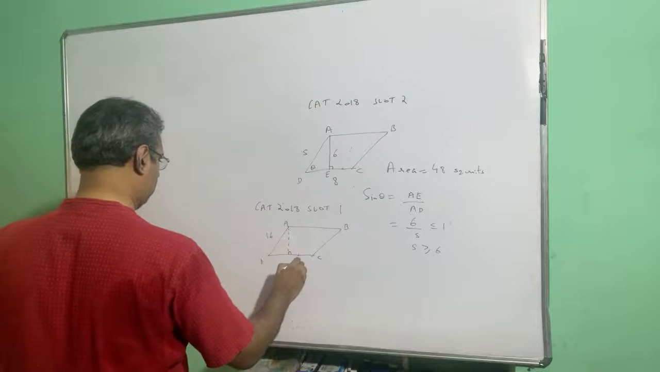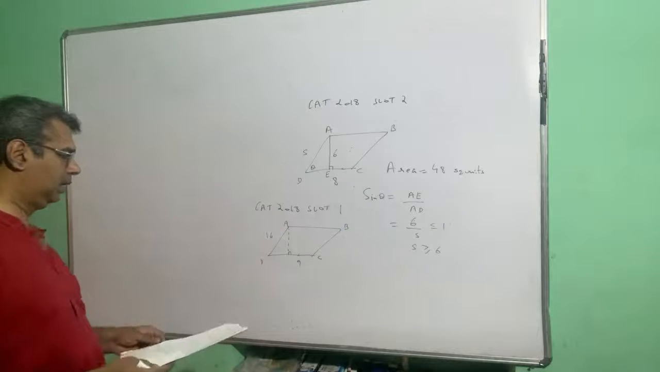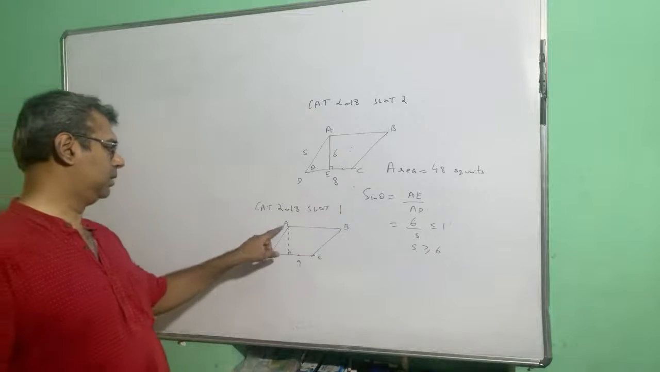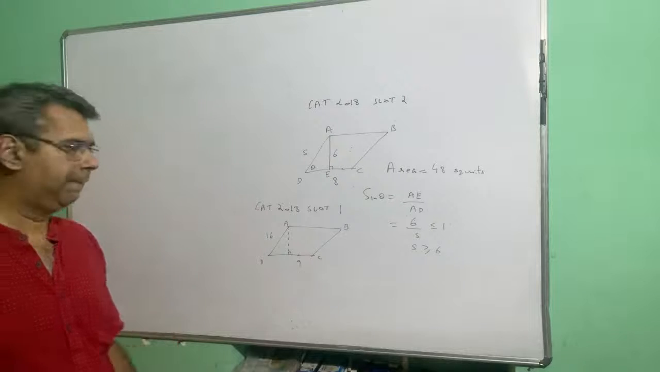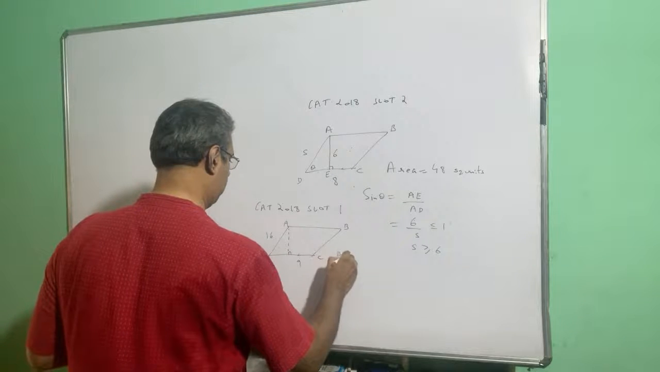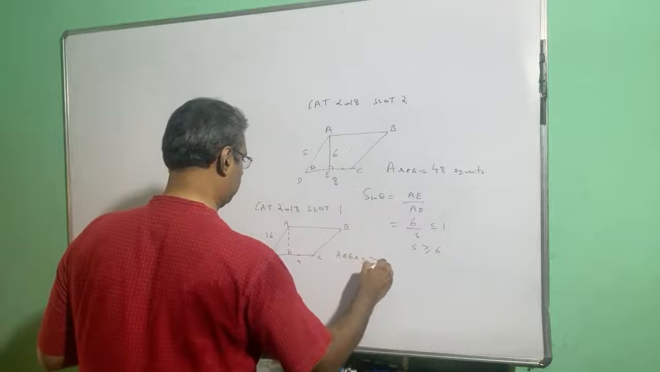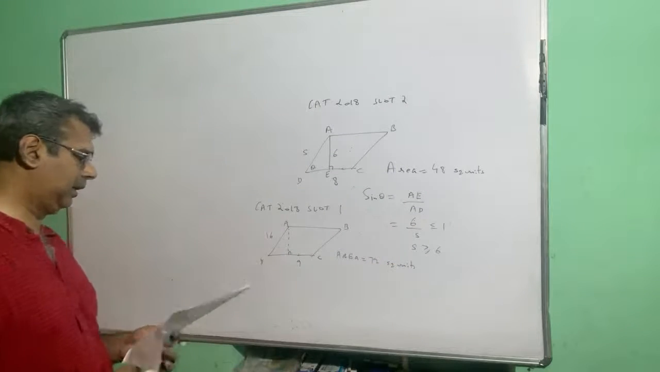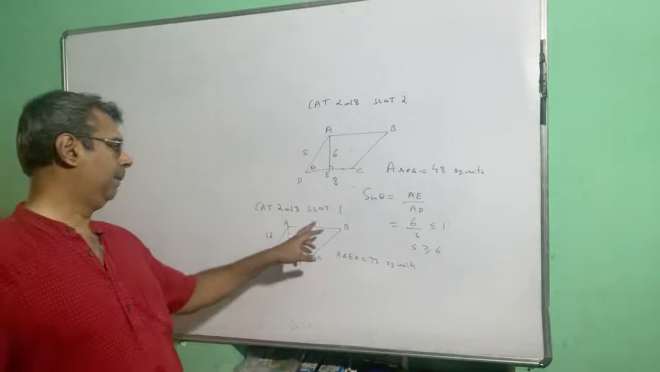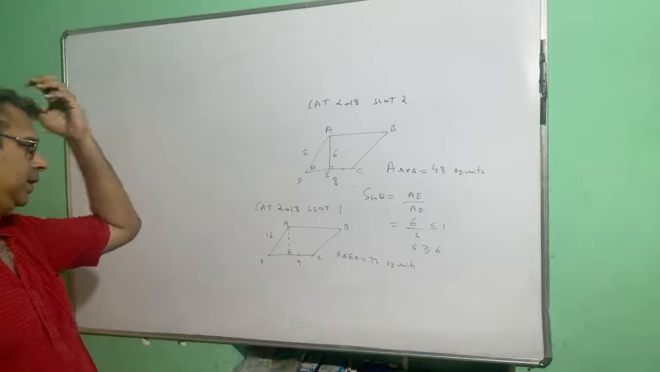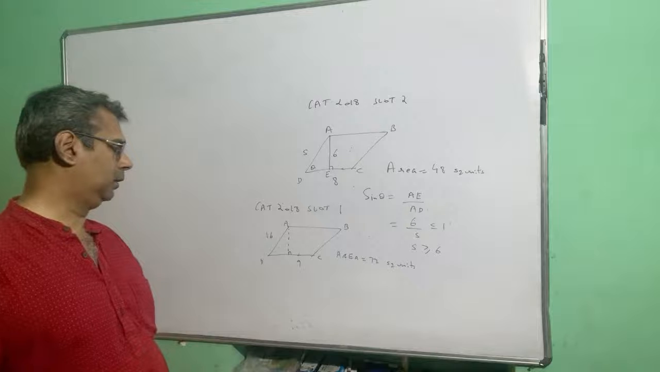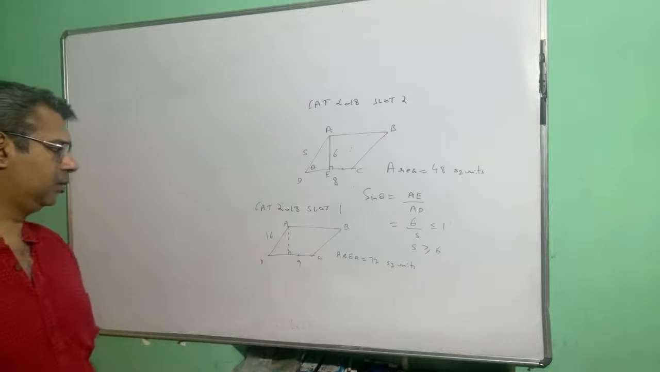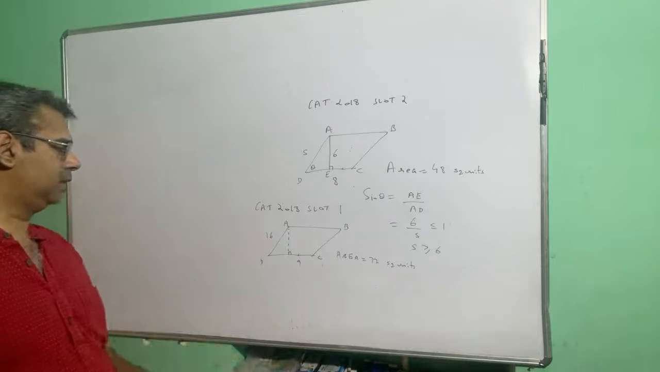So the question was that there is a parallelogram in which the sides are 16 and 9. And the area of the parallelogram is 72 square units. So this was a question which came in CAT 2018 slot 1. There is a parallelogram ABCD and the area of the parallelogram is 72 square units. This is 16 and this is 9.